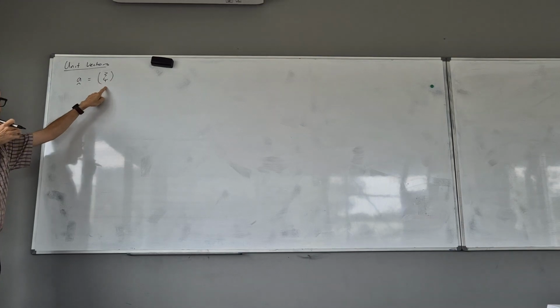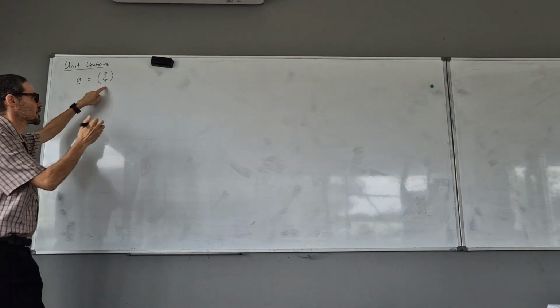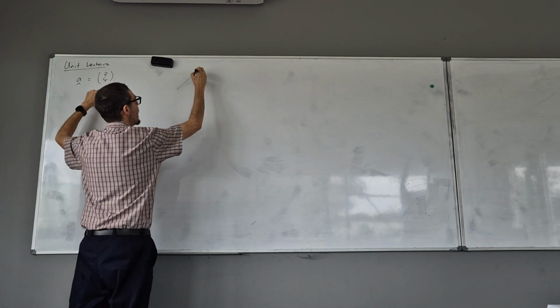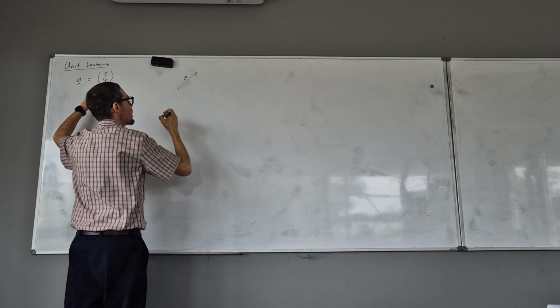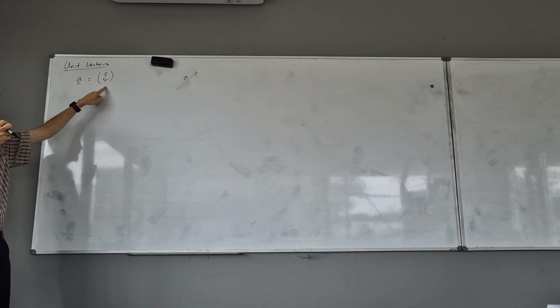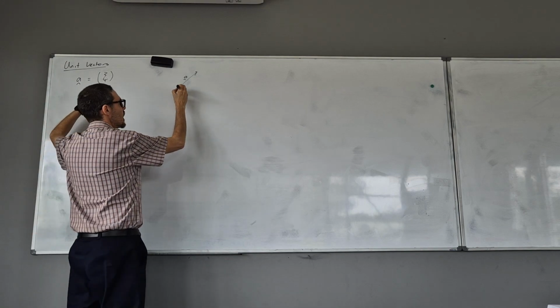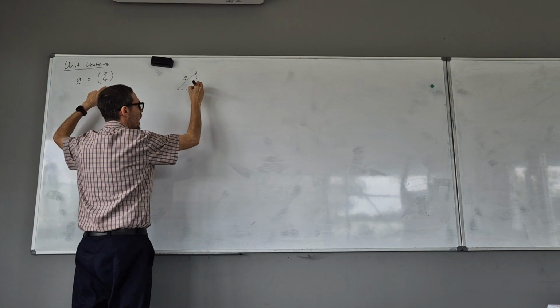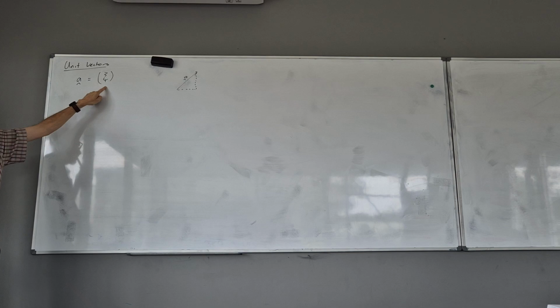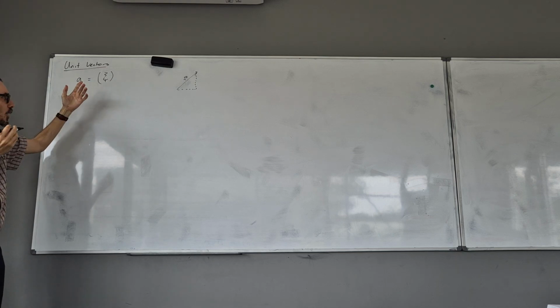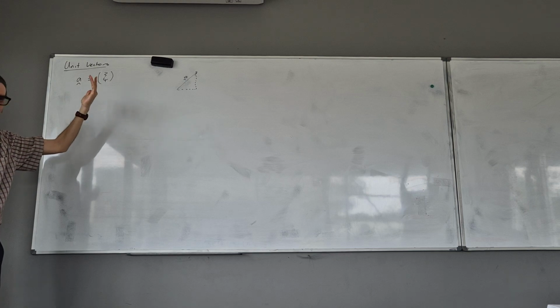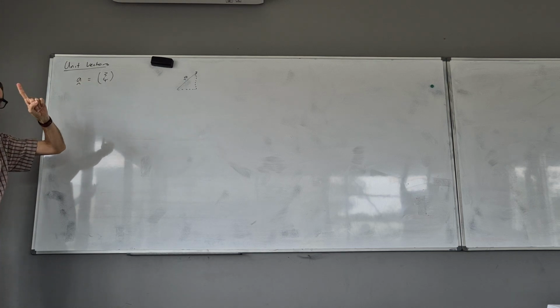Could you say that another way? How else could you describe that vector? OA. How far across did I go? 3. And how far up did I go? 4. So in other words, it's the vector that goes 3 across and 4 up. I'm going to come back to that.